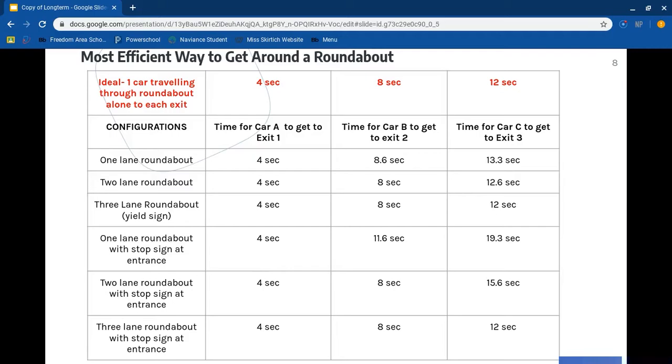So the 2 lane roundabout took 4 seconds, 8 seconds, and 12.6 seconds. It's basically the same thing. Since there's 2 lanes, cars 1 and 2 would be side by side. They don't have to wait for anything.